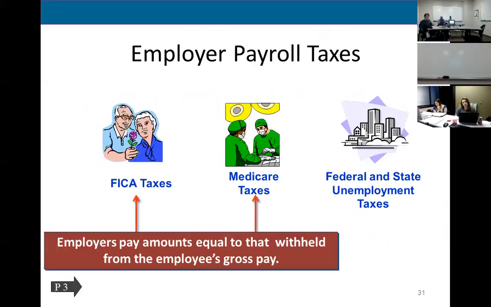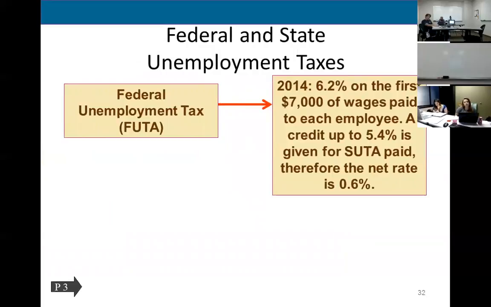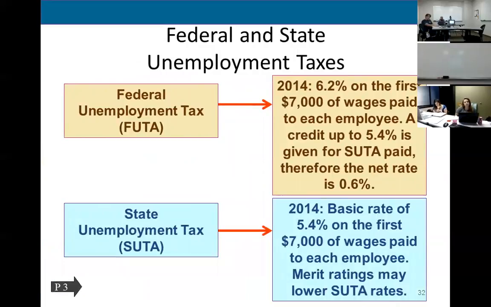Now the employer payroll taxes. So in addition to those amounts that the employer withholds from you, with FICA Social Security and FICA Medicare, the employer must also make payments. Now for 2014, remember, your employer withheld 6.2% of your federal taxes. The employer must match that and pay 6.2% on the first $7,000 of wages paid to each employee.